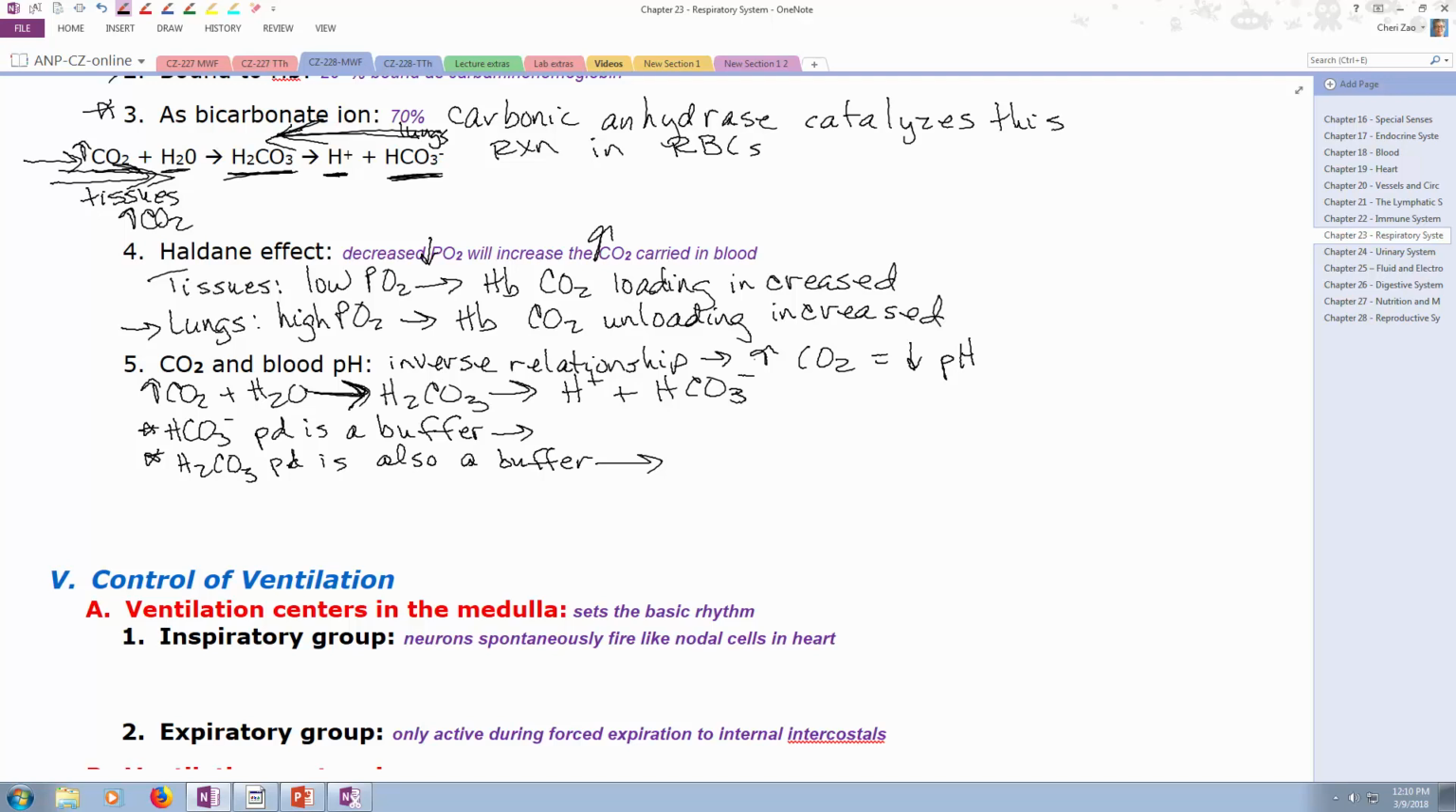An acid is a bunch of protons, and a base is a bunch of hydroxyl ions or very few protons. What's important here is this bicarbonate. If we are in a high proton environment, the bicarbonate ion will buffer that. So it's a buffer for excess hydrogen ions, or in other words, an acidotic situation.